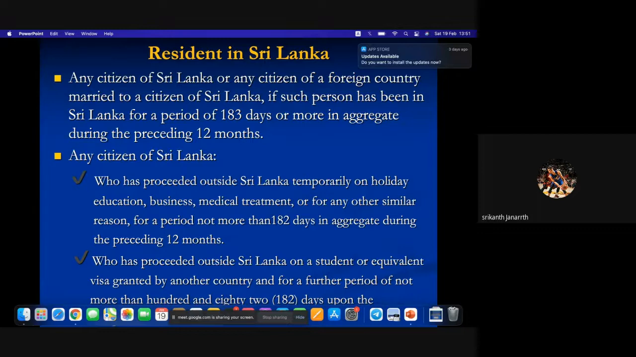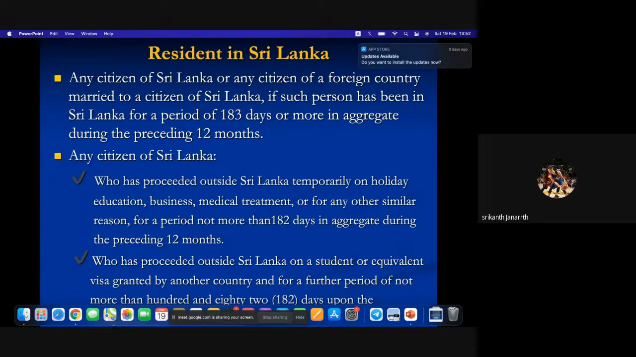So the first category is any citizen of Sri Lanka, and also a foreigner can marry a Sri Lankan. Let's say a foreign gentleman can marry a Sri Lankan lady, or a foreign lady can marry a Sri Lankan man, right? If they remain in Sri Lanka for more than 183 days, such a person will also be treated as a resident, because their permanent place of abode after marriage is going to be here.